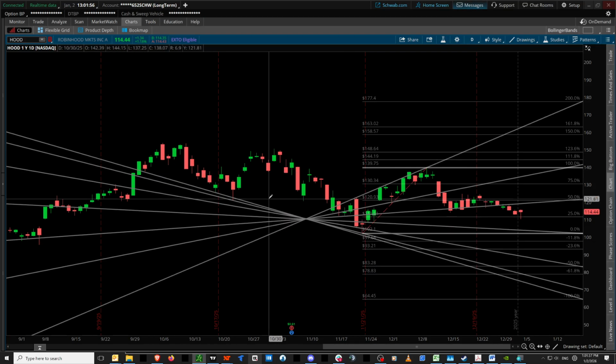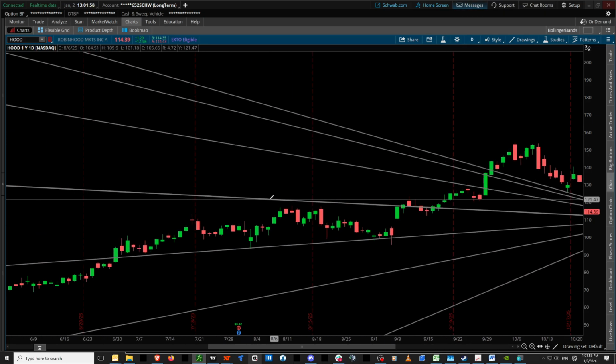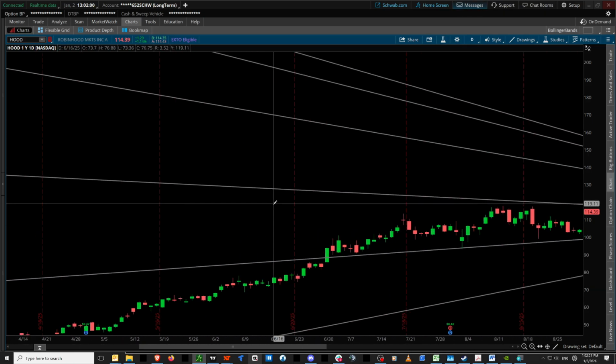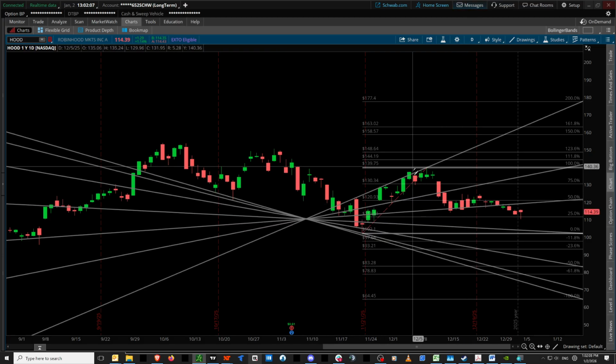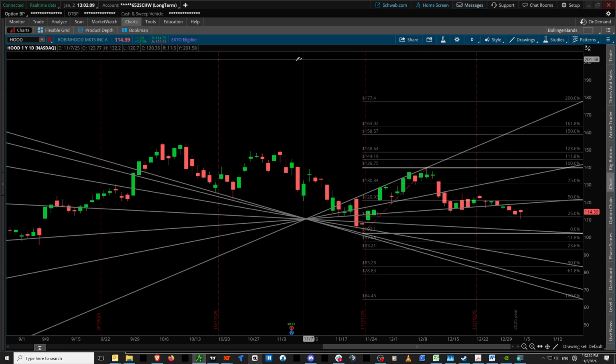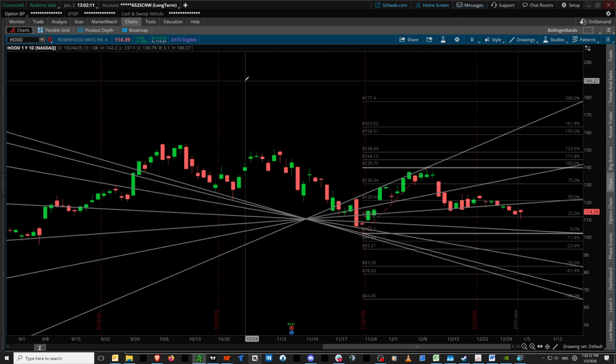They work in reverse. Anyway, okay. Doesn't that blow your mind? You draw this based on what you see now. Go back and look at the past, and you see that the daggone trend lines work in the past.